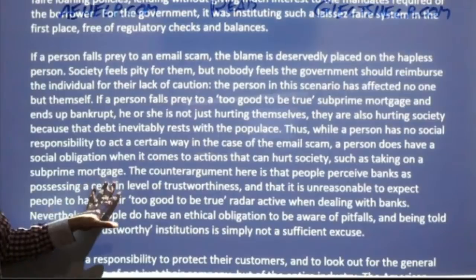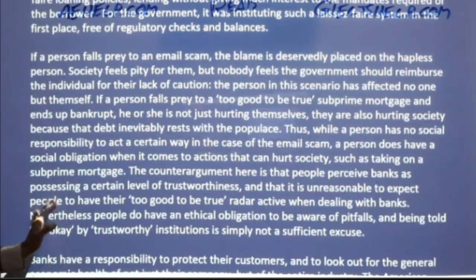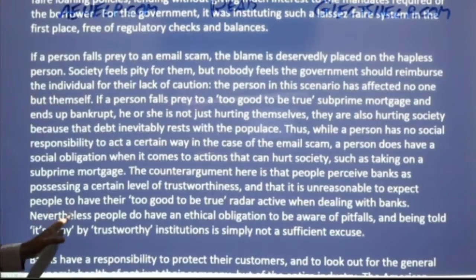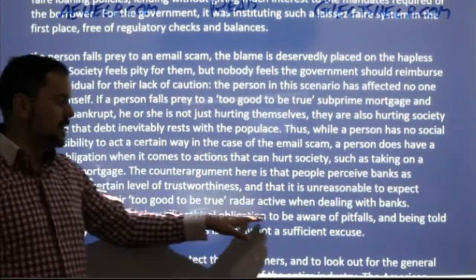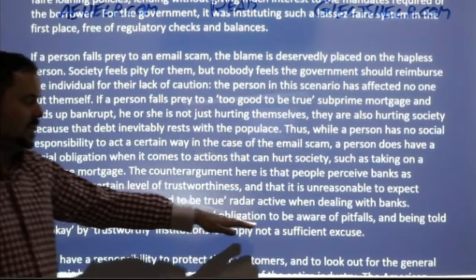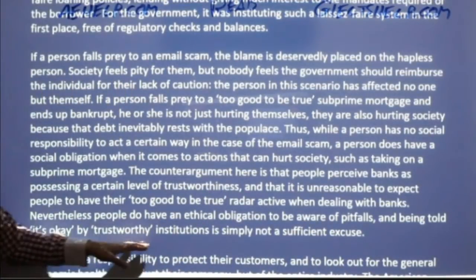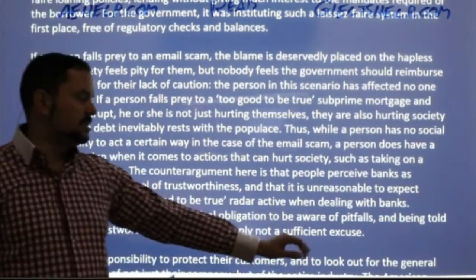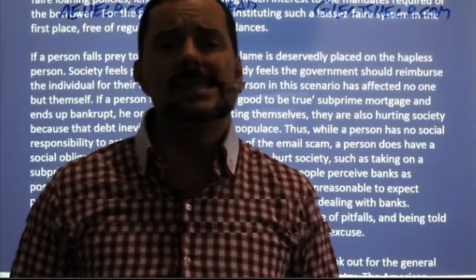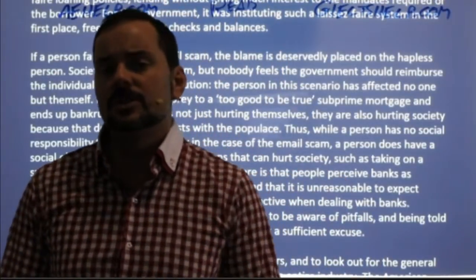a subprime mortgage. The counter-argument here is that people perceive banks as possessing a certain level of trustworthiness, and that it is unreasonable to expect people to have their too good to be true radar active when dealing with banks. Nevertheless, people do have an ethical obligation to be aware of pitfalls, and being told it's okay by trustworthy institutions is simply not a sufficient excuse. Okay, so what is this paragraph about? If you had to summarize this in a few words, what would you say?